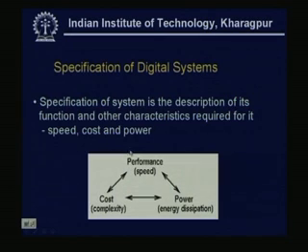Nowadays a very good example is our mobile, our cell phone. All of us know that everyone is using a cell phone, but the main drawback till today is the power, because we have to charge our systems every day. So speed, cost and power, these are the specification. So performance, cost, power, and everyone is related to the others. So these are the main three characteristics that are concerned with digital systems.